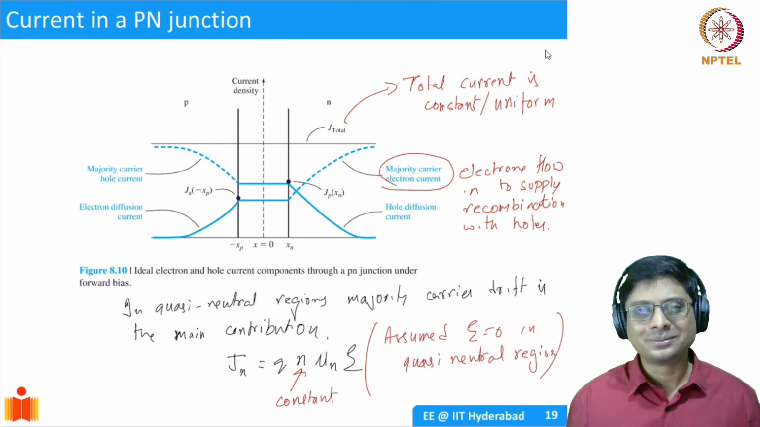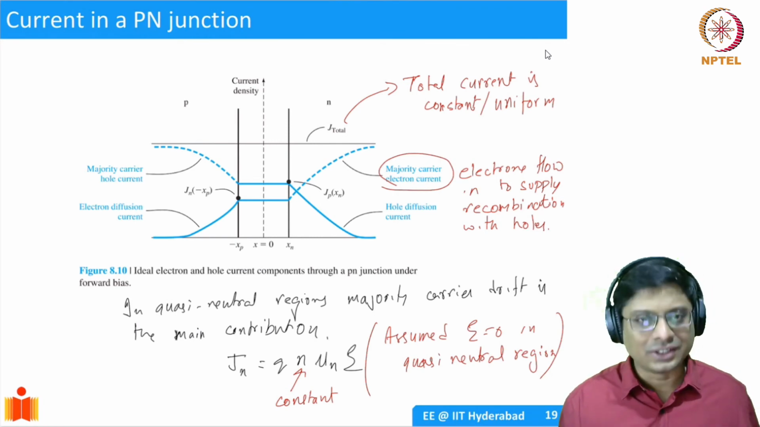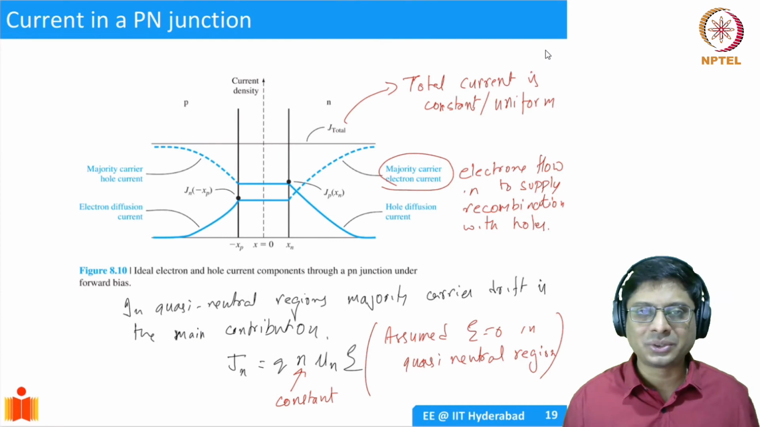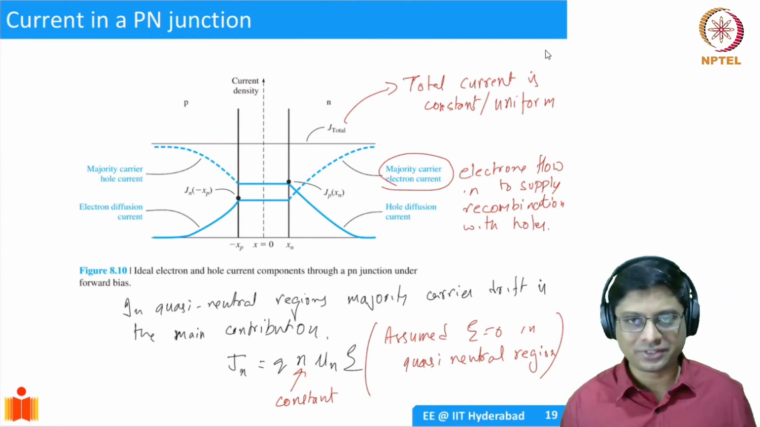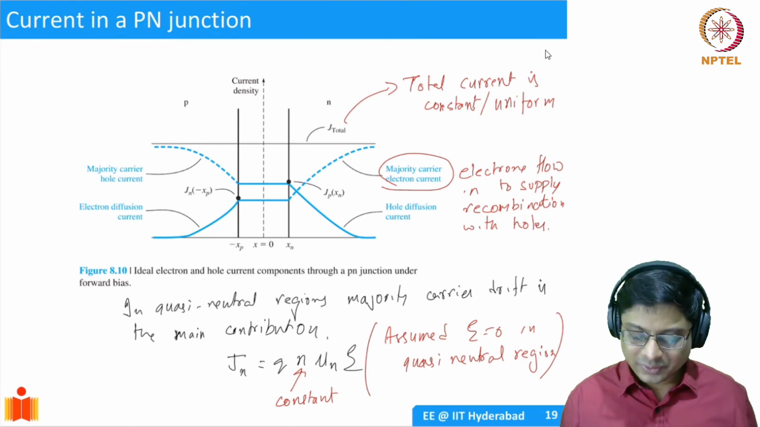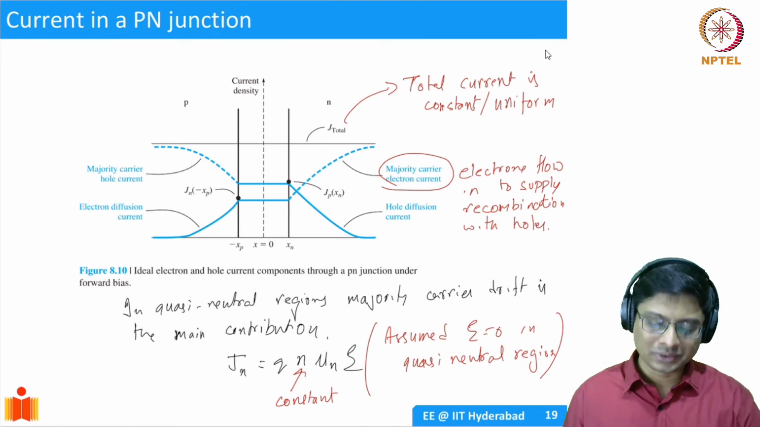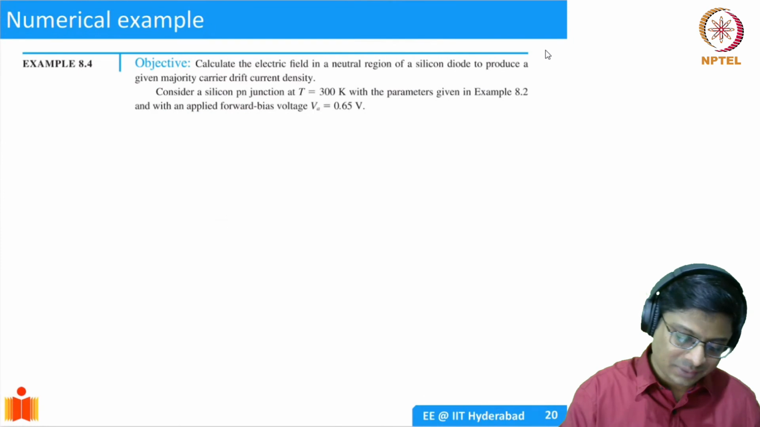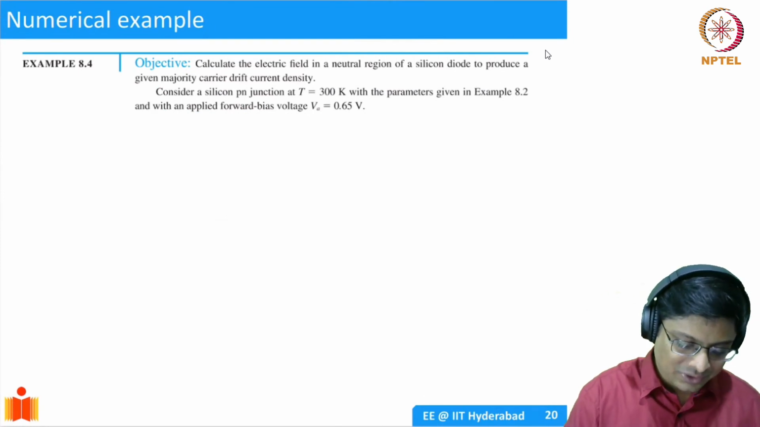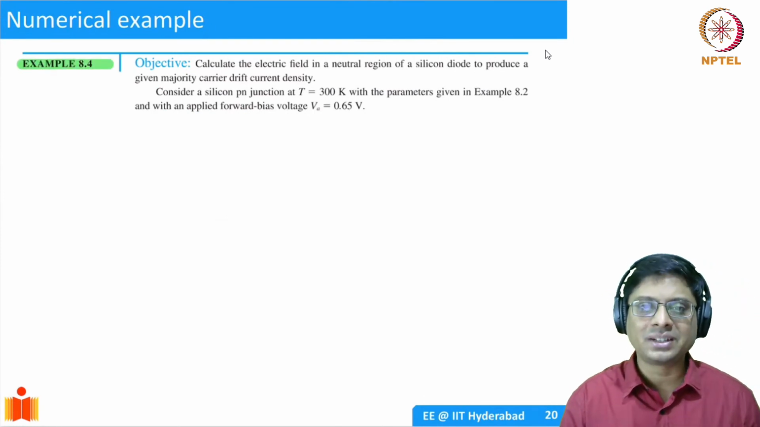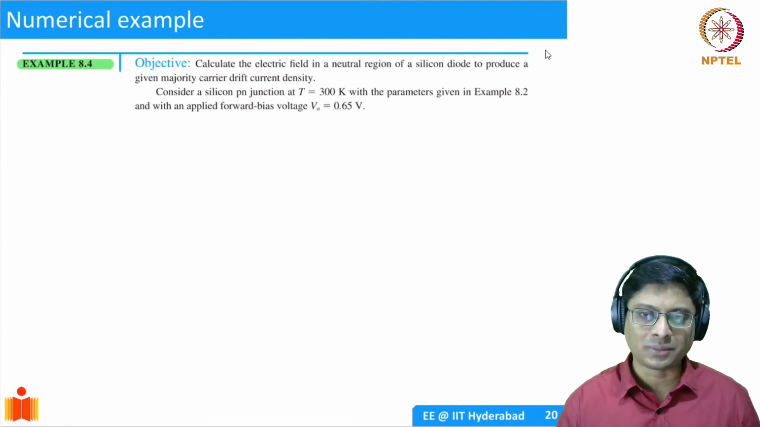Is it really true? Because there's some current, right? And of course, it's a uniformly doped semiconductor, so there is no N changing, there is no Q changing, there is no mu changing, so there is going to be some electric field. So we would like to compute the electric field also, and that is what is done in this problem. I will leave it to you as homework. The solution is there. Please go and understand the problem.